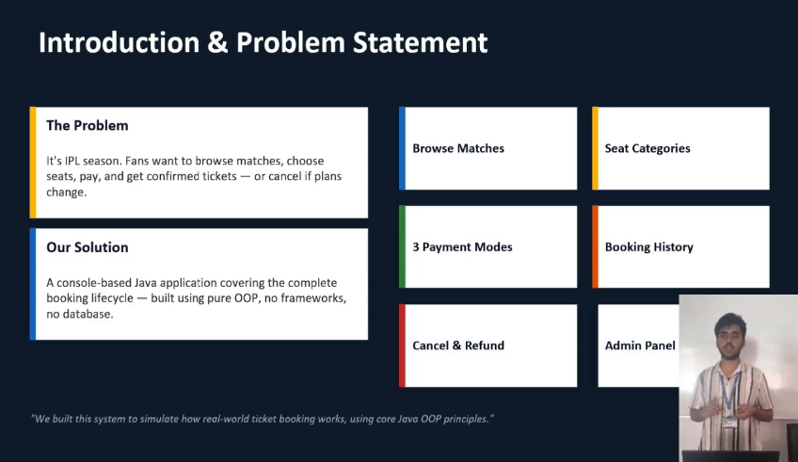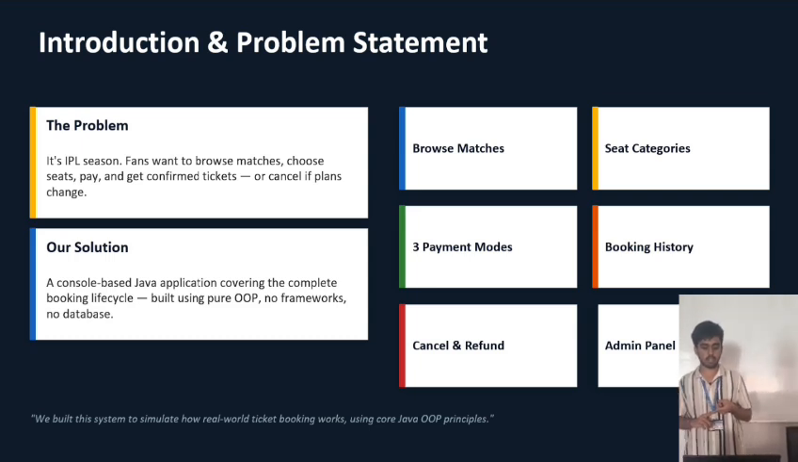What they have to do is check when the ticket is to be booked, which stadium it is, and what the method of payment is. All this is done using our system. Basically, our system lets you browse IPL matches and stadiums, and book tickets with seat category selection. The payment options are UPI, card transaction, and net banking. Any of them can be used.